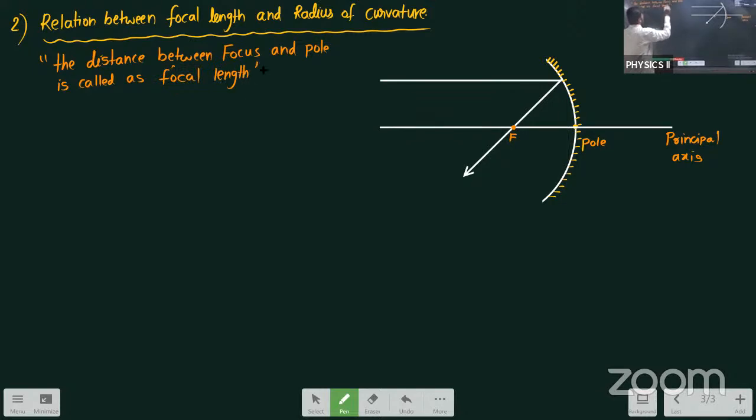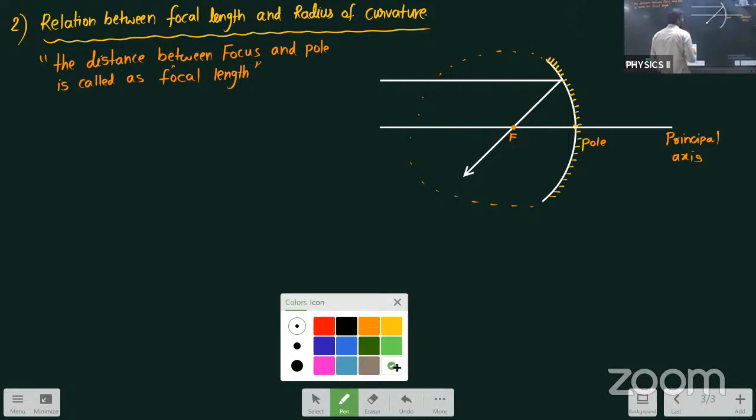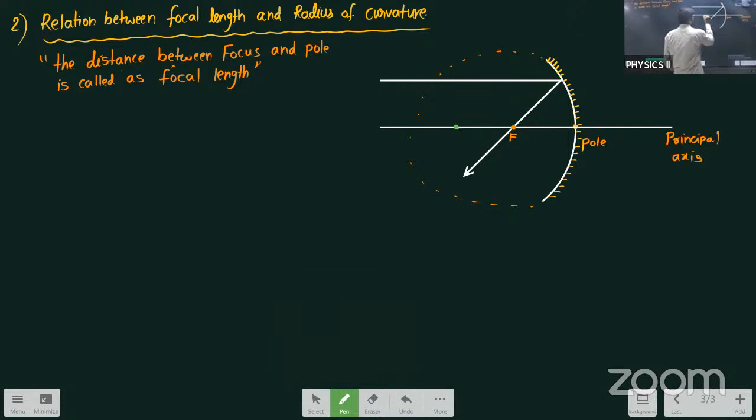Now we are going to obtain the relation between focal length and radius of curvature. Everyone see here carefully. We know that a mirror is nothing but a part of a spherical surface. If it is a part of a spherical surface, then it should have some center. Let us assume that here we are having the center. This is center C.